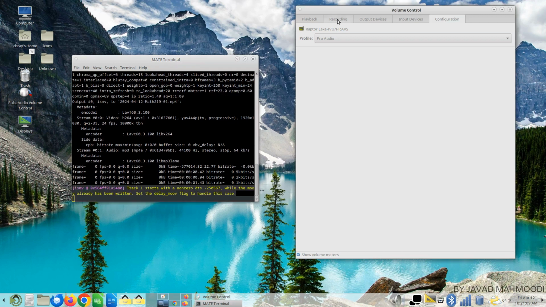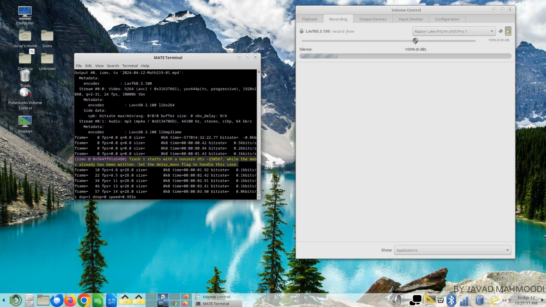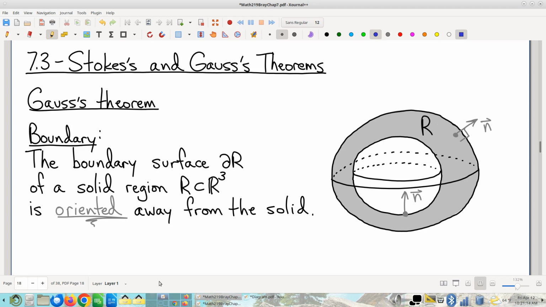Okay, off we go, and of course I wasn't on the right setting there. There we go. Okay, so last time we were talking about Stokes' theorem and Gauss's theorem.